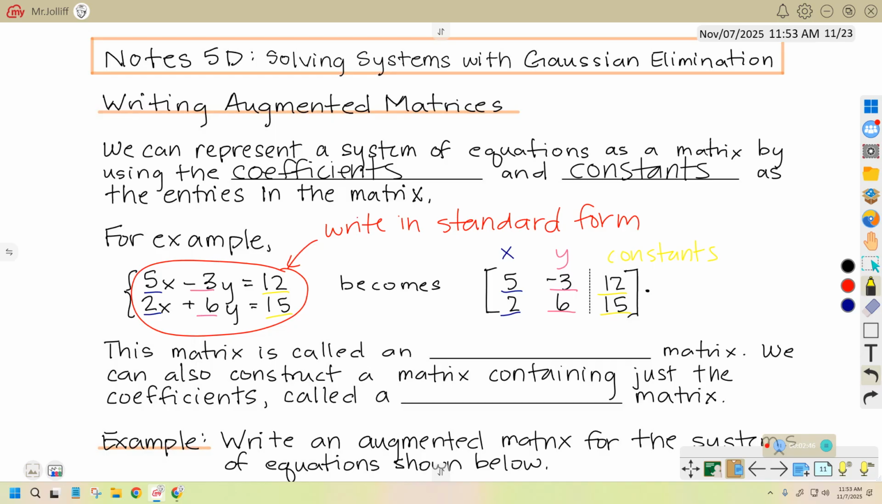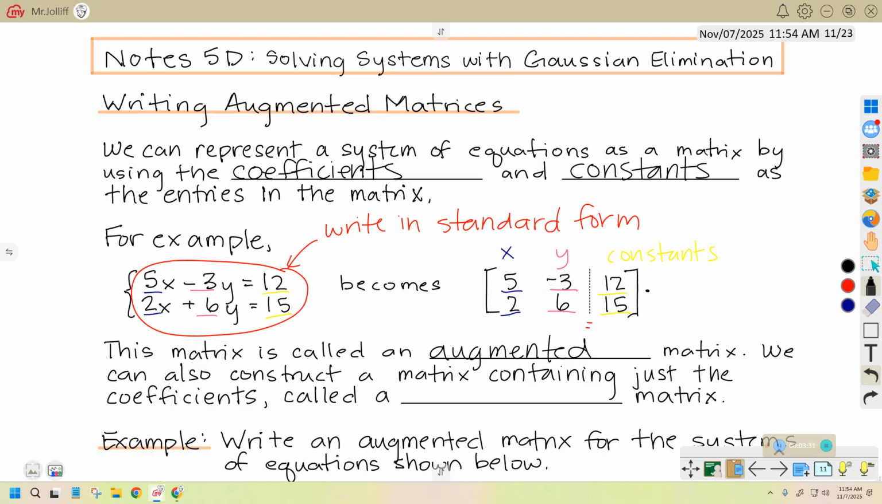And you will notice that there is a vertical line down the middle where we had our equal sign in the equations. What we're doing is we're separating the variables from the constants. Nice clear separation. So this matrix of coefficients and constants is called an augmented matrix. This is the matrix we're going to use to solve the system of equations.